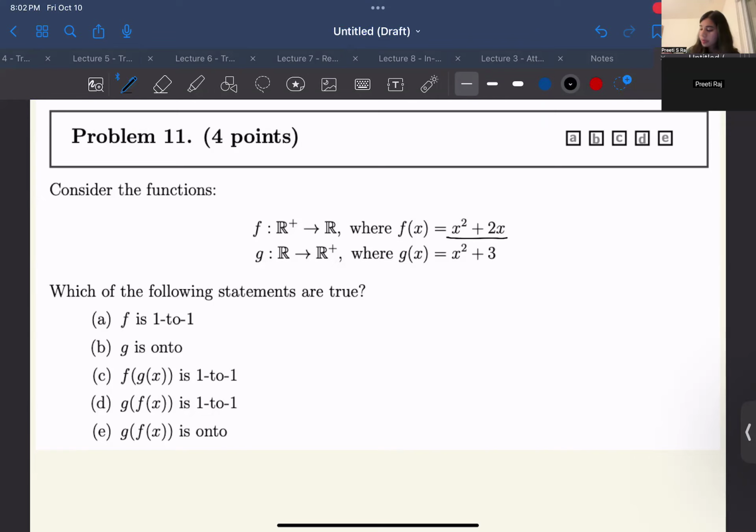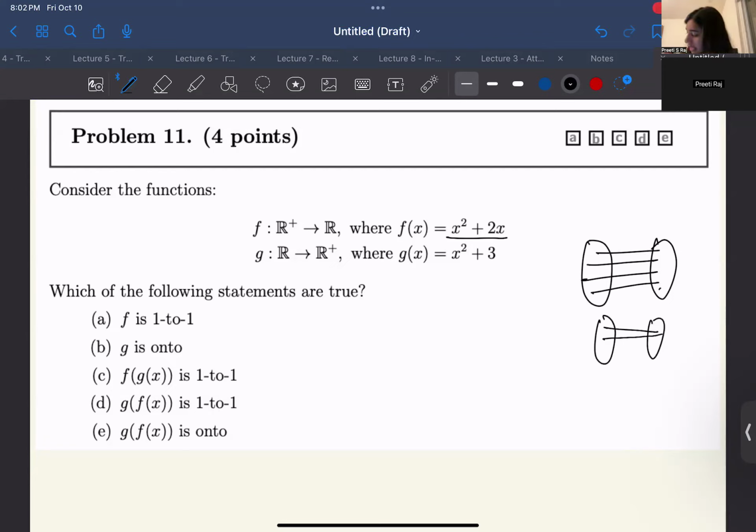So to recap, what one-to-one functions mean is that you have something that always looks like this. Every output is mapped to at most once, which means you're not going to have this scenario where two different inputs have the same output. So this isn't going to happen if f is 1 to 1. So f is x squared plus 2x.